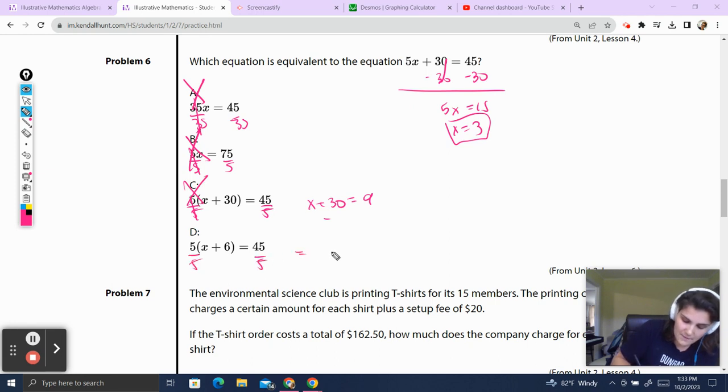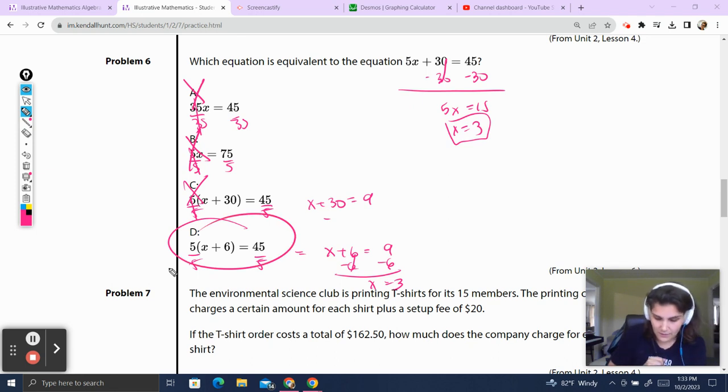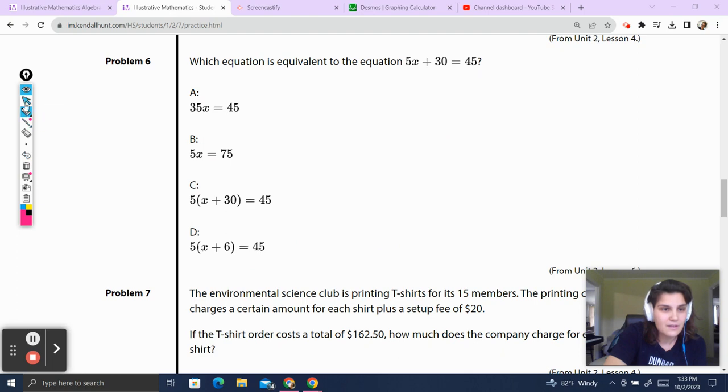I divide by 5. I divide by 5. X plus 6 is equal to 9. I subtract 6 from both sides. X is equal to 3. In this case, this is our equivalent expression. And we're done. All right, let's go on to the next one.